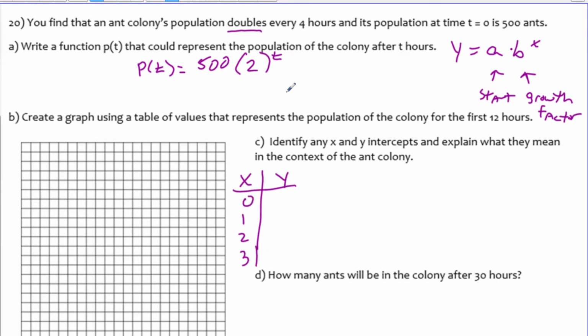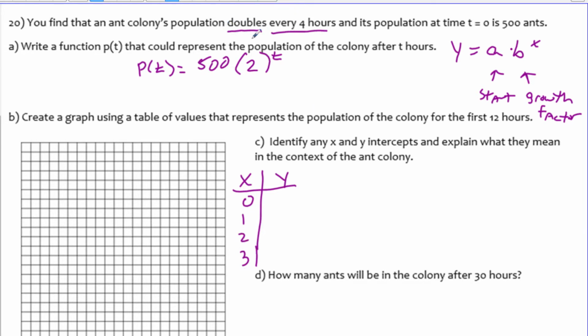This 0 is my time, and what that represents for us is time 0, which is easy. This 1 represents a change of 4 hours, so this 1 actually represents my first change of 4 hours. This represents after 8 hours. This represents after 12 hours.